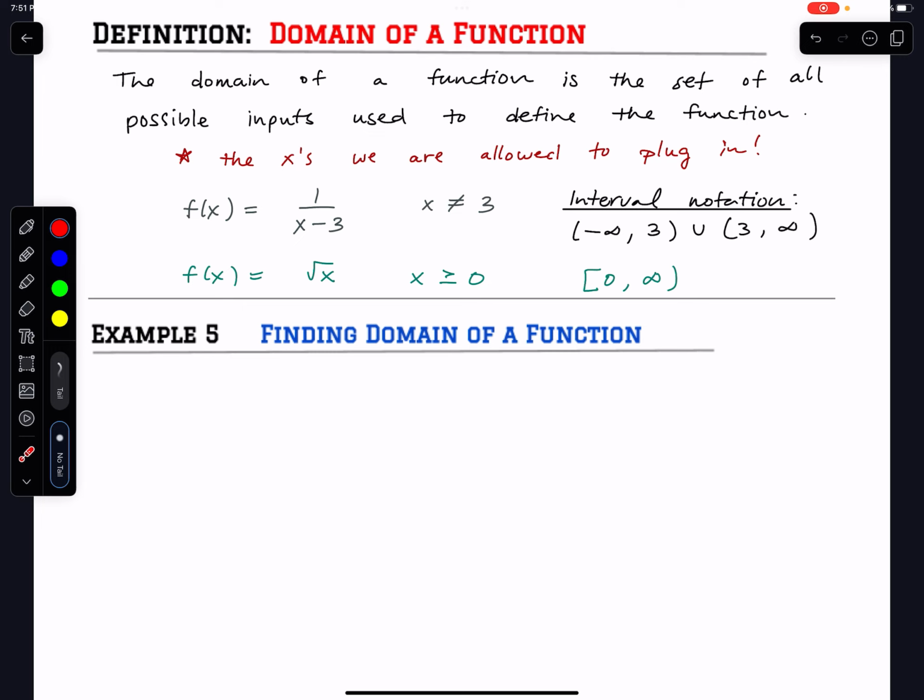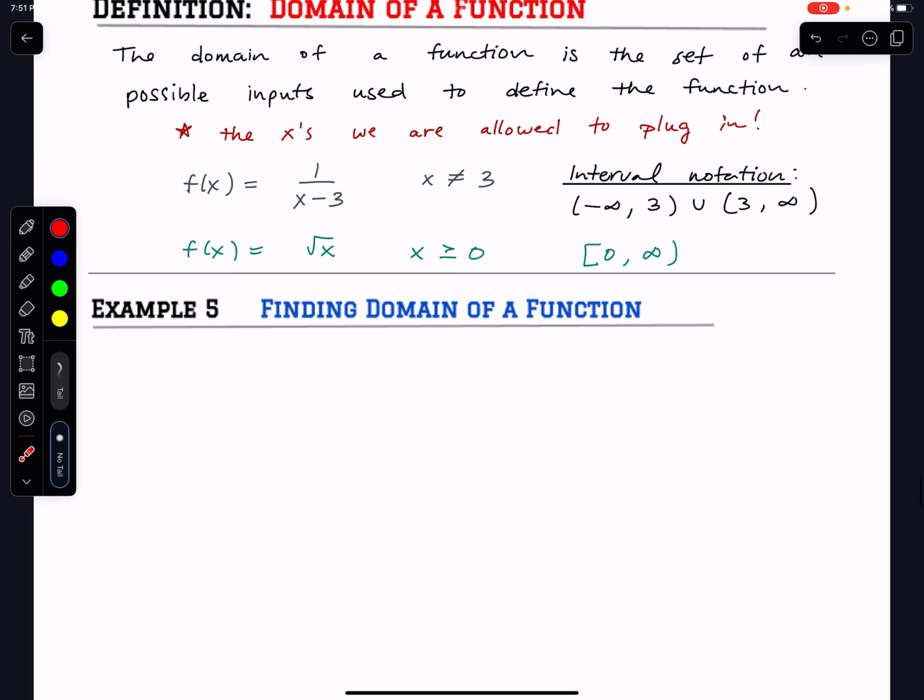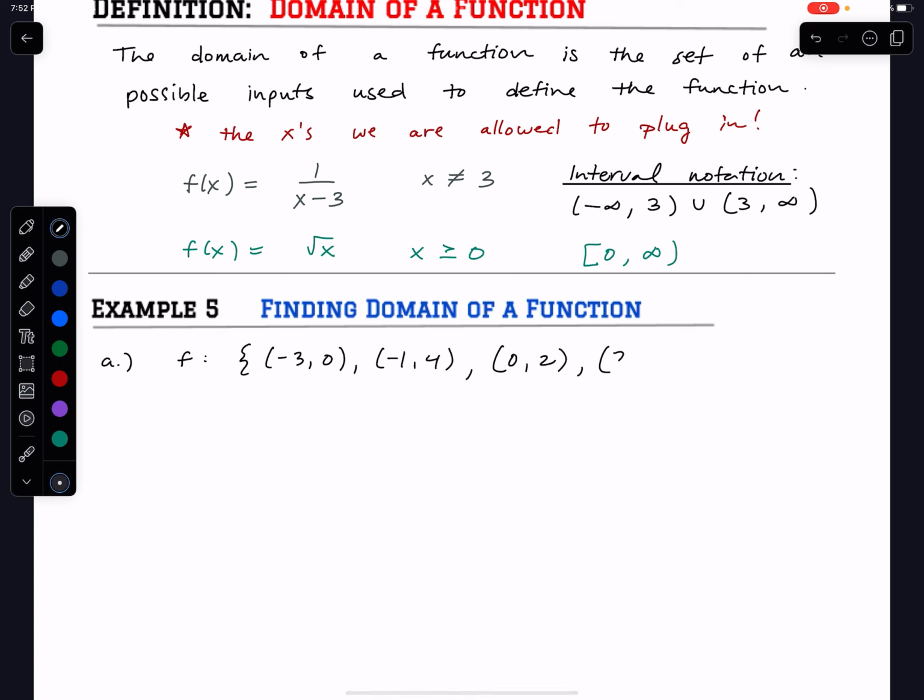All right, so example. Find the domain of each function. For part A, f is going to look like this. Brace, then the points (-3, 0), (-1, 4), (0, 2), (2, 2), and (4, -1).